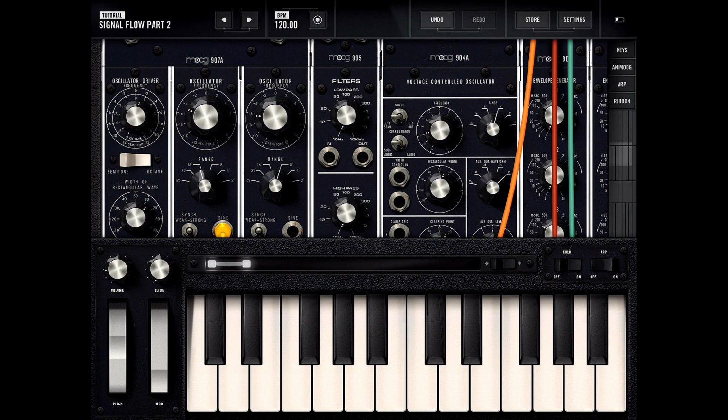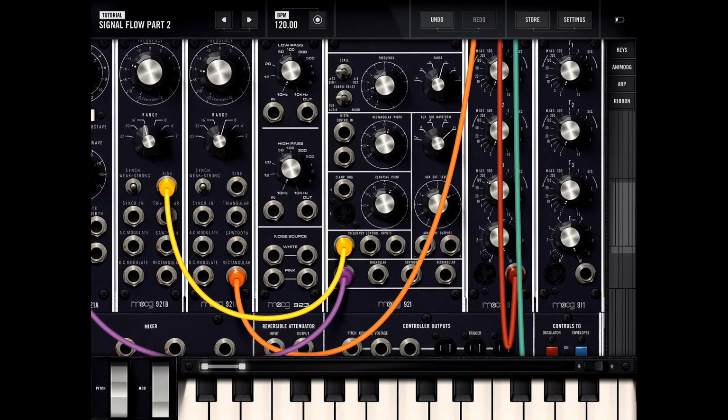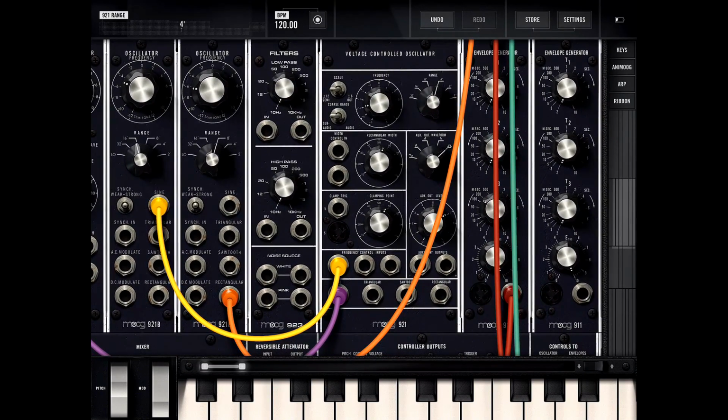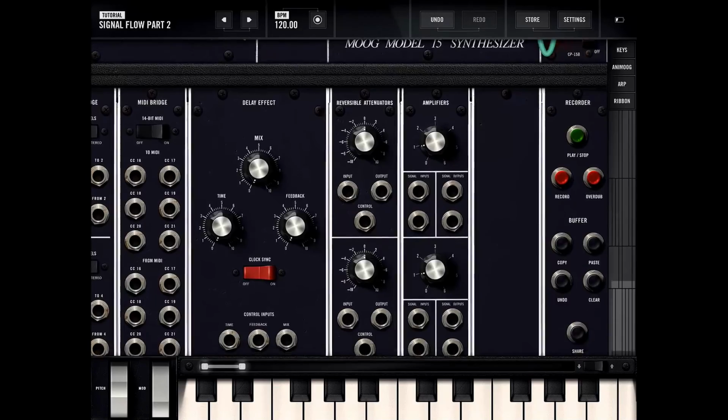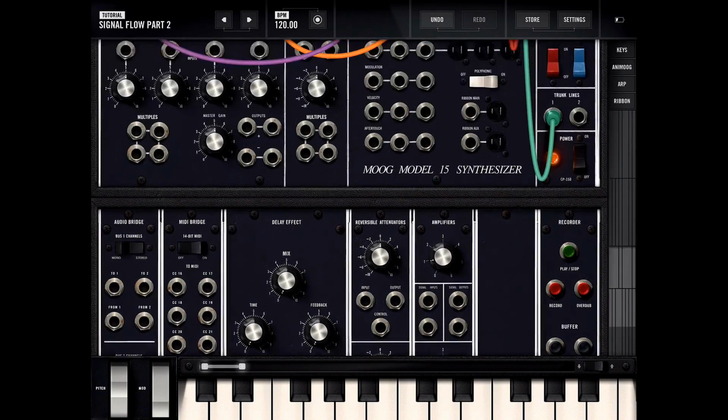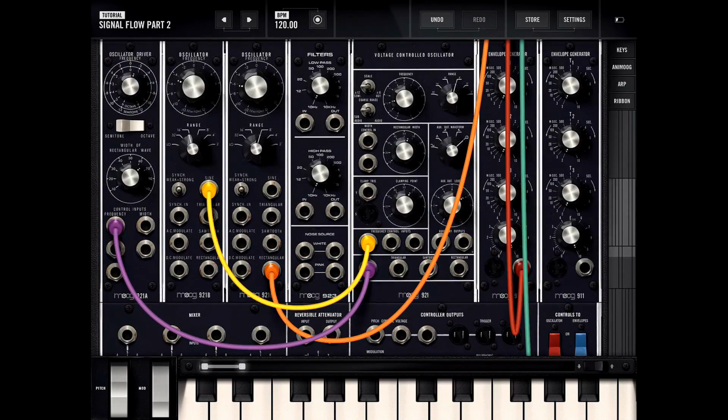Anyway, I think that's a pretty good look at the Moog 921 voltage-controlled oscillator. Not too many modules left. We have the recorder module and a couple bridges to look at. And I think we've looked at the entire device, which is pretty cool.